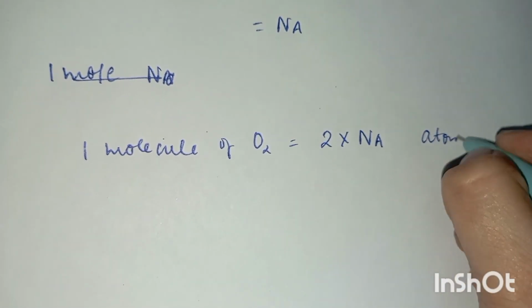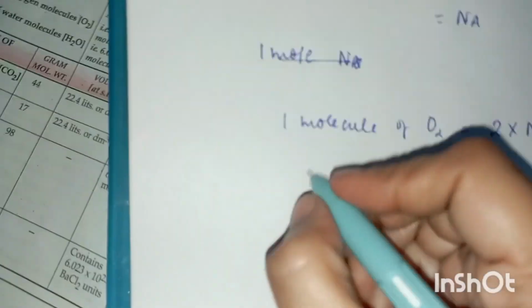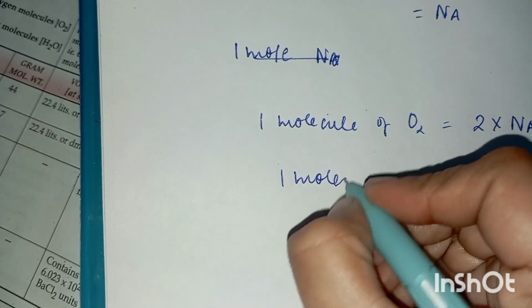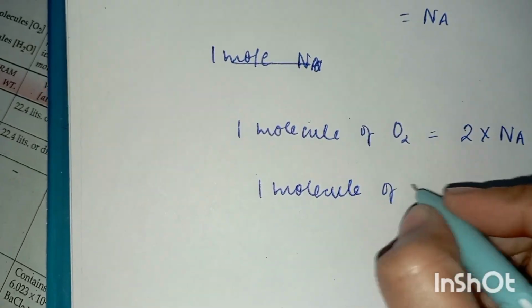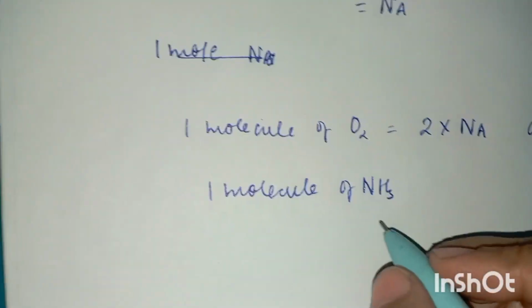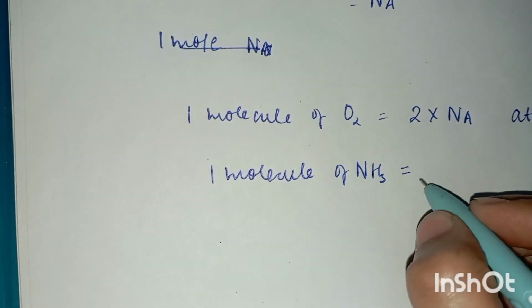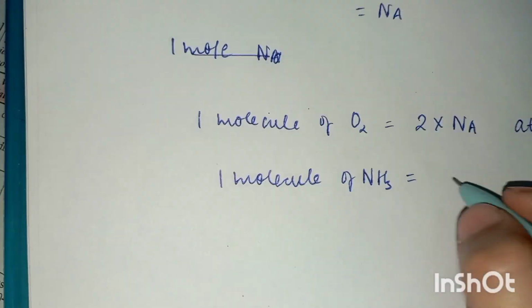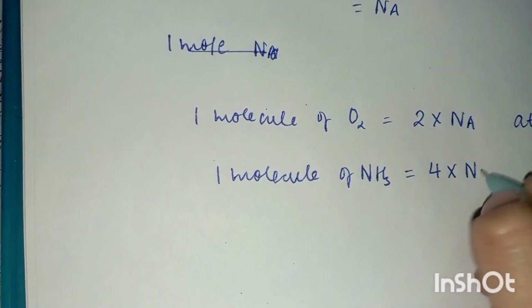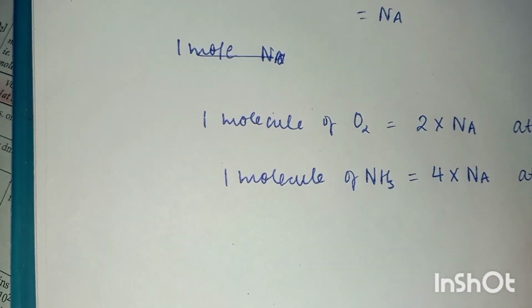Okay, similarly 1 molecule of ammonia will contain how many atoms? In ammonia, the number of atoms is 1 nitrogen and 3 hydrogen atoms. So the total number of atoms here is 4. So 4 into Avogadro number equivalent atoms.